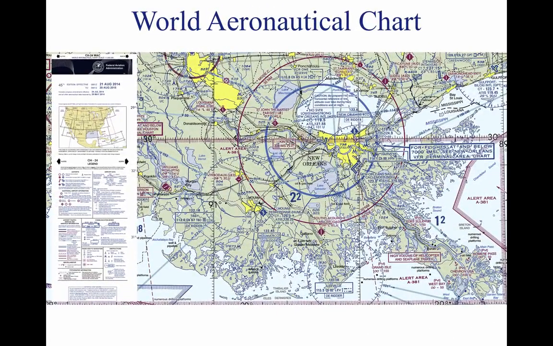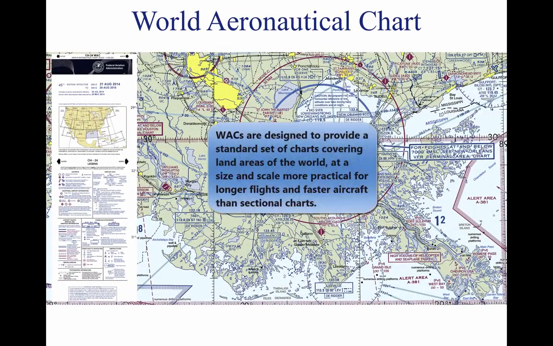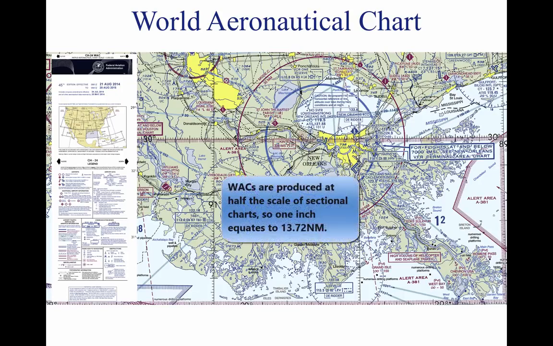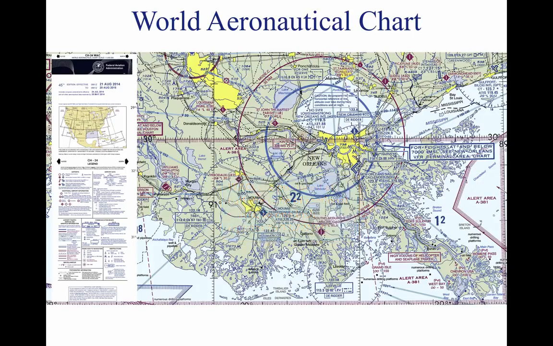World aeronautical charts are designed to provide a standard series of aeronautical charts covering land areas of the world, at a size and scale convenient for navigation by moderate-speed aircraft. They are produced at a scale of 1 to 1 million. 1 inch equals 13.7 nautical miles, or approximately 16 statute miles.